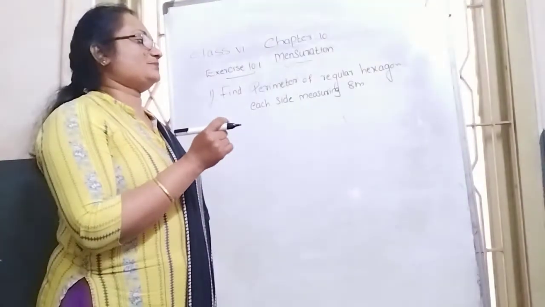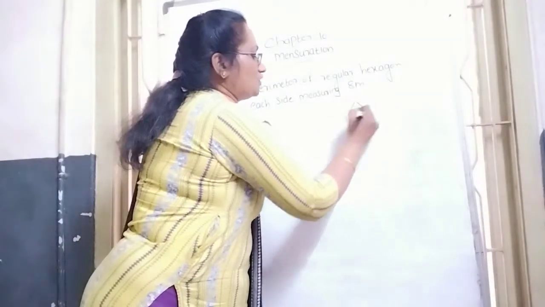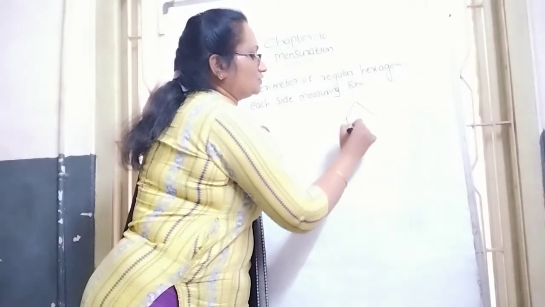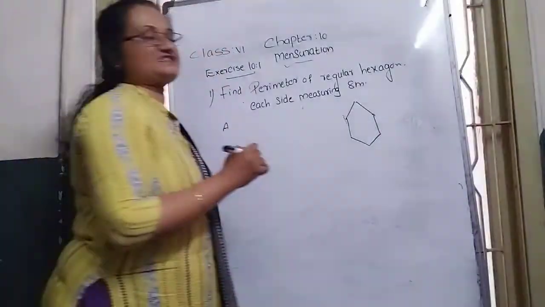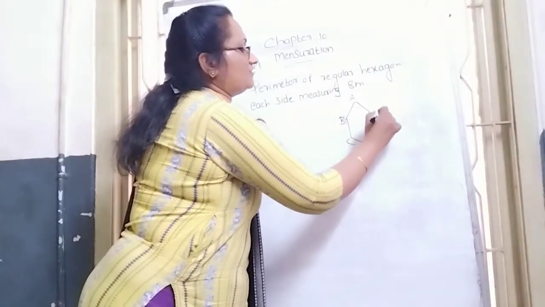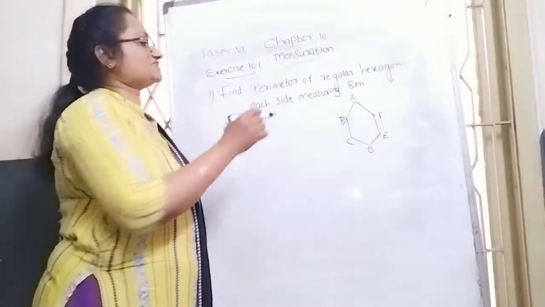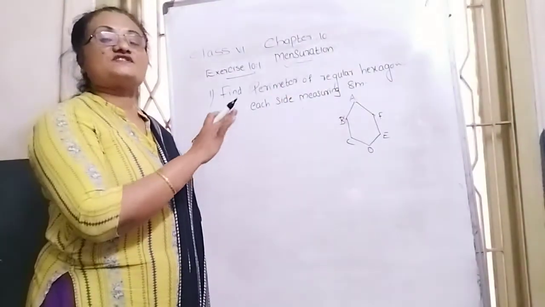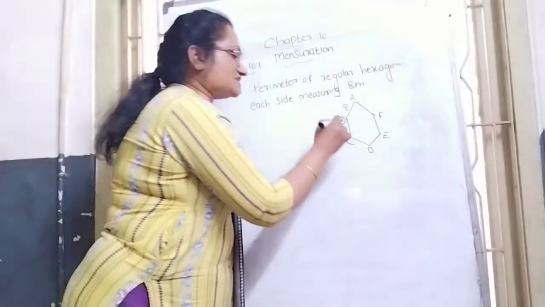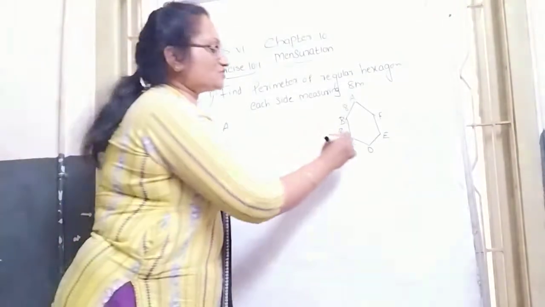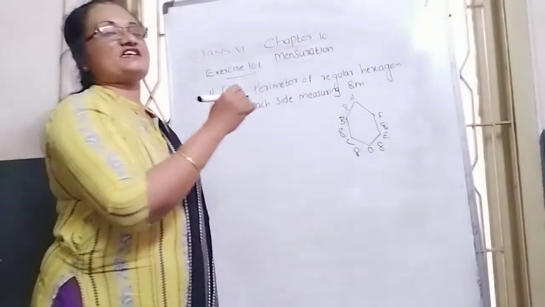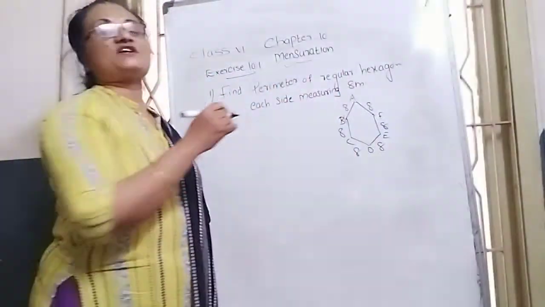In the hexagon shape, see 1, 2, 3, 4, 5, 6. It is a six-sided figure. Here mark it as A, B, C, D, E, F. In a hexagon all side values are equal. One side measurement is given as 8, which means AB side is 8, BC side is 8, CD side is 8, ED side is 8, EF side is 8, and AF side also becomes 8.